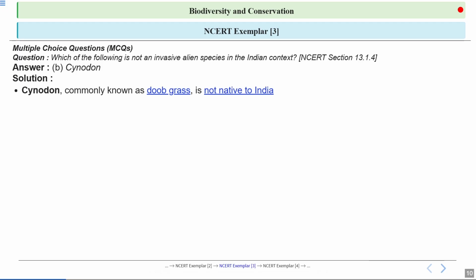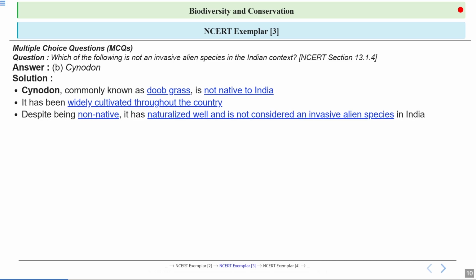Cynodon, commonly known as doob grass, is a type of grass that is not originally from India. It comes from other parts of the world. This means it was introduced to India from somewhere else. Now, Cynodon has been widely cultivated throughout the country. Despite being non-native, the species has naturalized well in India, meaning it has adapted to the local environment and can now be found growing naturally. However, it is not classified as an invasive alien species because it does not cause significant harm to the local ecosystem, economy, or human health.